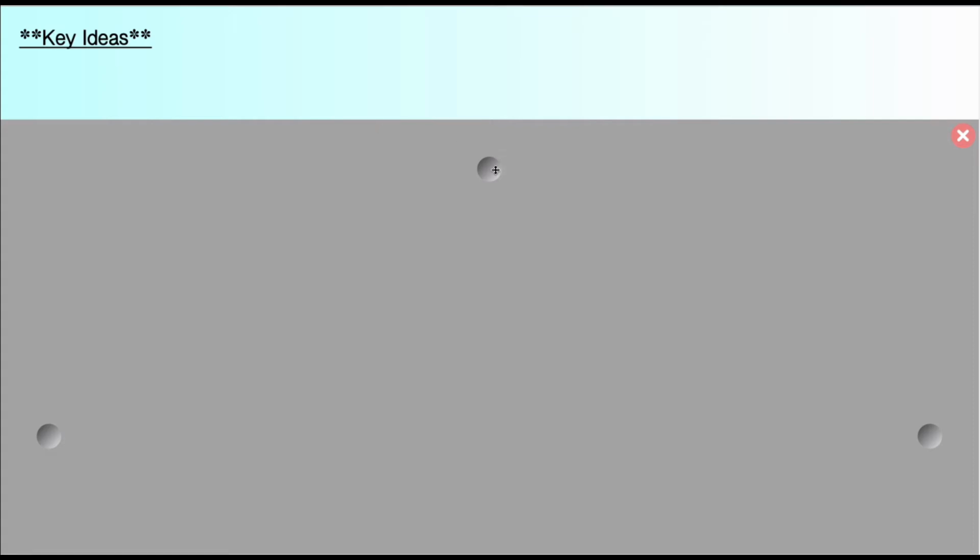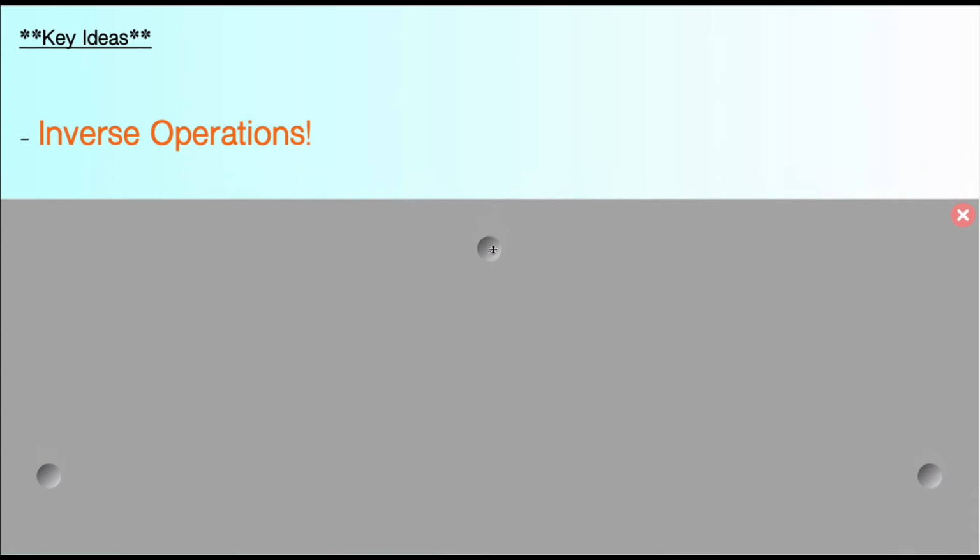So the first thing I'll do is just go over a couple key ideas, and the key idea I have for you today is two words, and those words are inverse operations. You've probably heard that before, but we're going to take a minute to make some sense of what that means because it'll be useful going forward for our next few lessons. So inverse operations, all that means is inverse operations undo one another.